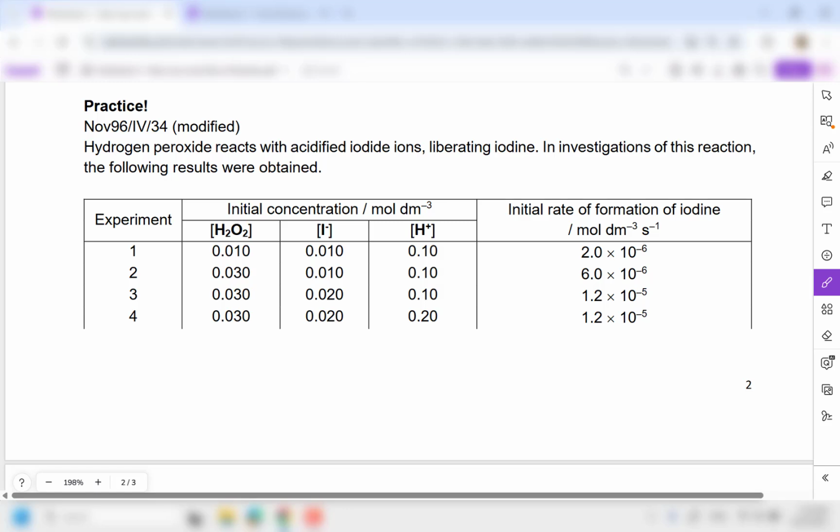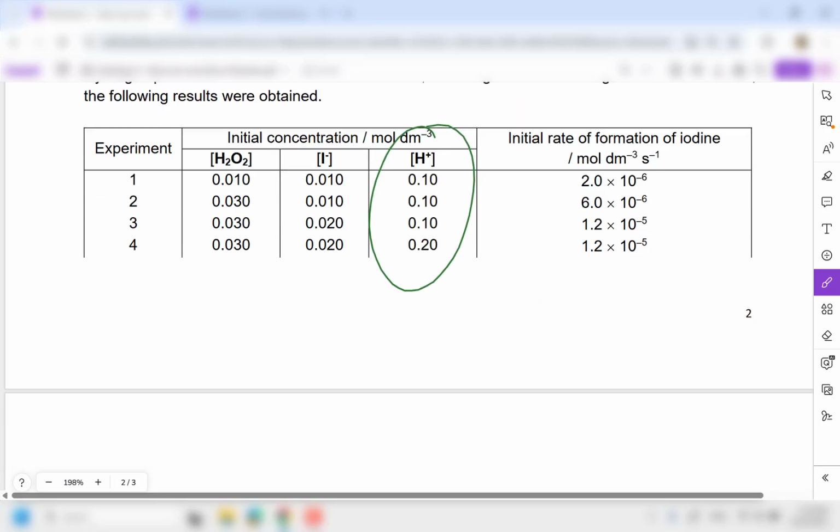Okay, so finally let's do a short practice. November 96 A-level paper. Okay, so this is a very simplistic question. You can see that all the data are very beautifully represented. Okay, so you have initial concentrations for 3 terms: H2O2, I minus, and H plus. This is an acid catalyzed reaction. Okay, just for your information. And of course, most importantly, you'll notice that the concentration of acid is much greater than H2O2 and I minus. This is very important. And then you are given the initial rates for every experiment.